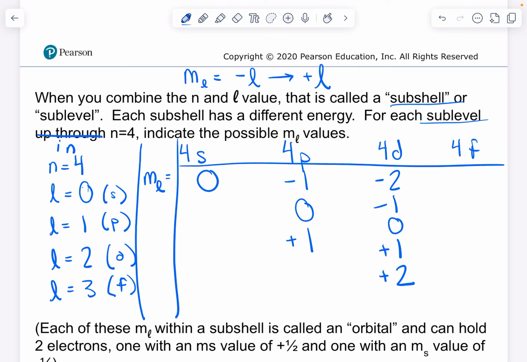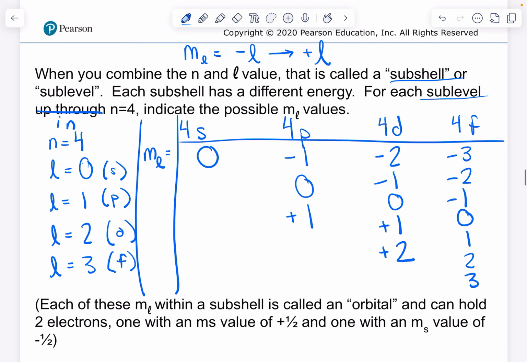And then finally for F, an L value of 3: negative 3, negative 2, negative 1, 0, 1, 2, 3. Okay, hopefully you're starting to see the patterns. And then just this note, each of these M sub L values within a subshell is called an orbital and can hold 2 electrons, with either the value of plus 1/2 or minus 1/2 for the M sub S. So you're going to have 2 electrons in each one of these.